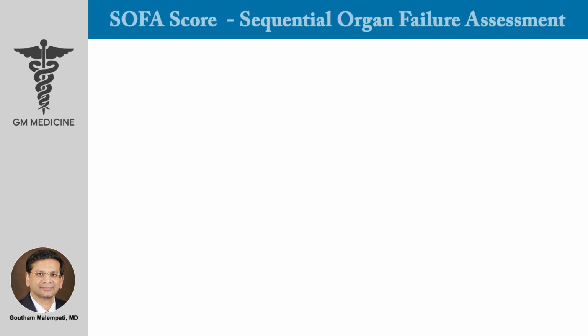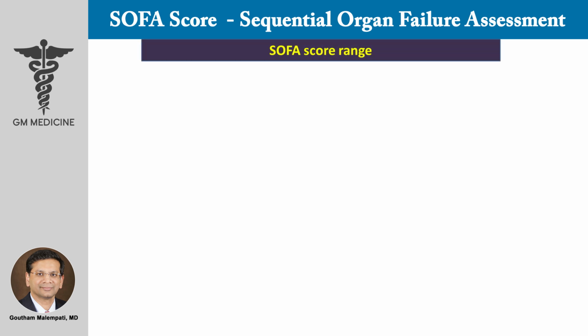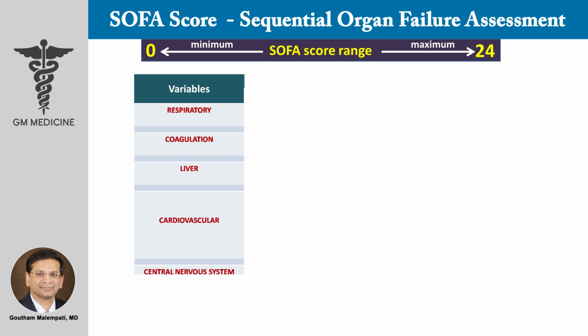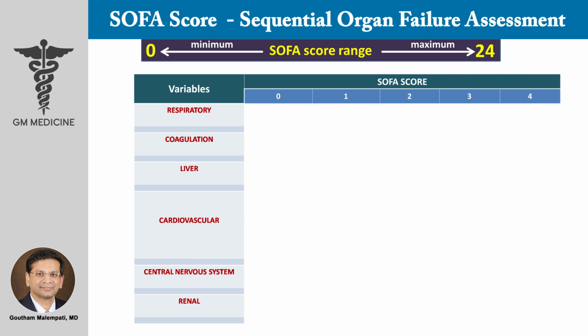Now coming to the SOFA score, which is the Sequential Organ Failure Assessment. The SOFA score ranges from a minimum of 0 to a maximum of 24. It has 6 variables in it, which are respiratory, coagulation, liver, cardiovascular, central nervous system, and renal. Each variable has a SOFA score from 0 to 4.